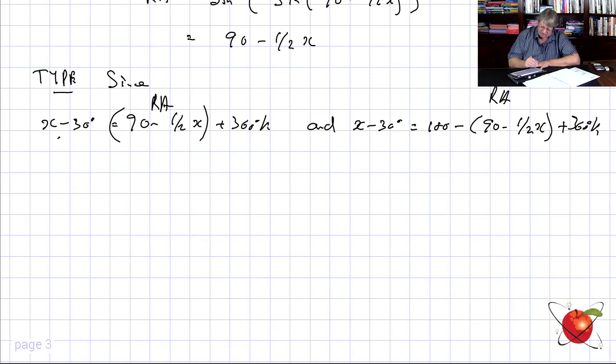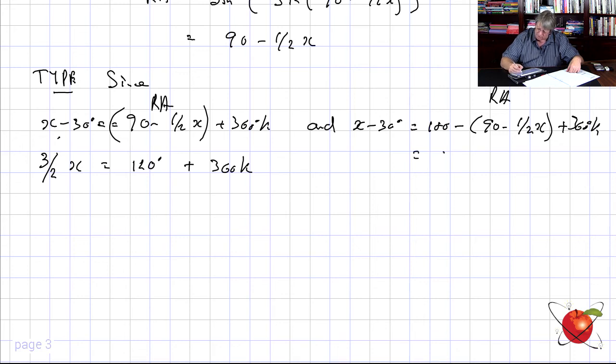Now I can solve it. It requires a little bit of mishmashing, and I say, okay, put that equals there. Eventually I get 3 over 2x. 3 over 2x is equal to 120 degrees plus 360k. And this side I get is equal to 90 minus a half x plus 360 degrees k.